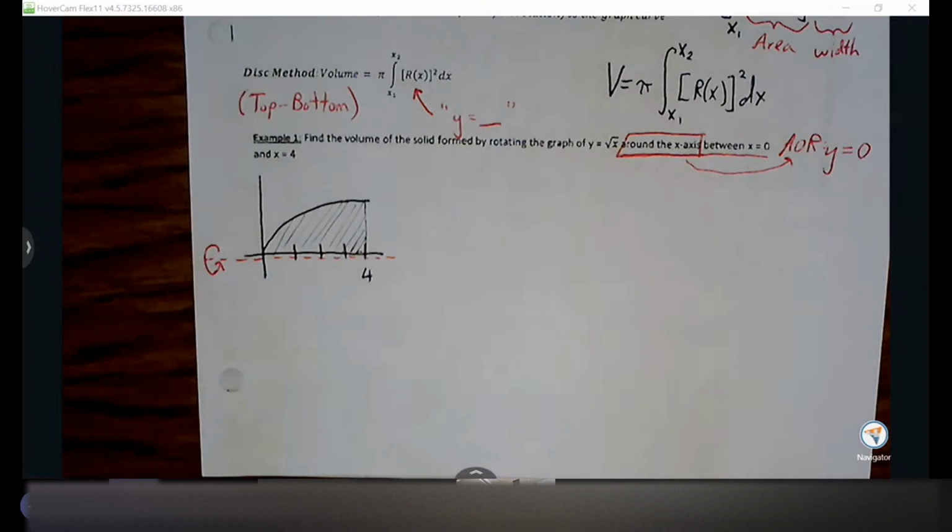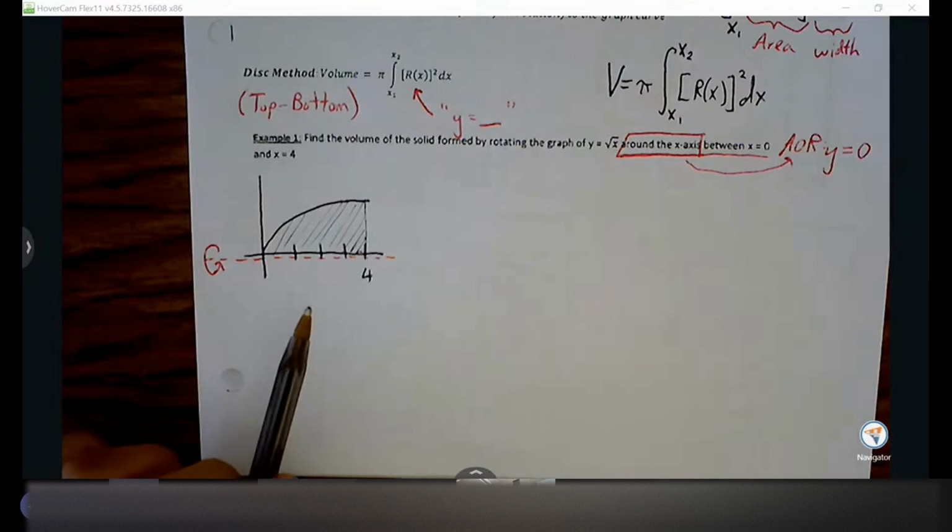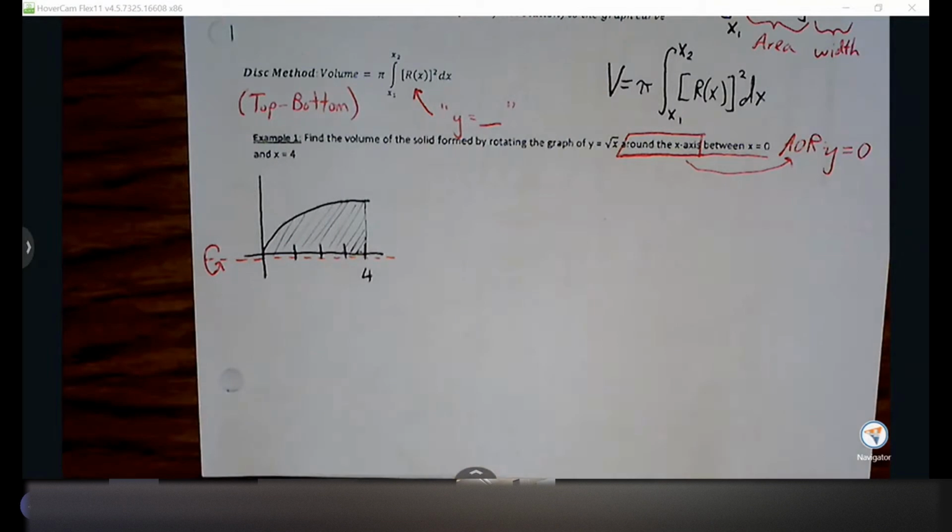Okay. Now, something to keep in mind is that your radius is always going to be perpendicular to your axis of revolution. So if your axis is horizontal, your radius is going to be vertical. If your axis is vertical, then your radius is always going to be horizontal. Okay. So we're going to draw the radius now. Now, I want us to draw the radius a very specific way. It doesn't seem like a big deal now, but it's going to be really important to help avoid mistakes, especially when we get to washer method.